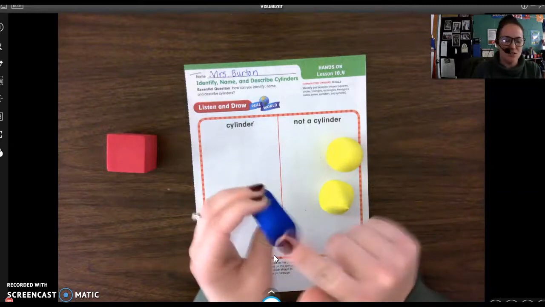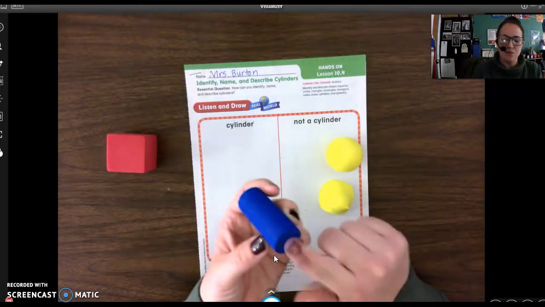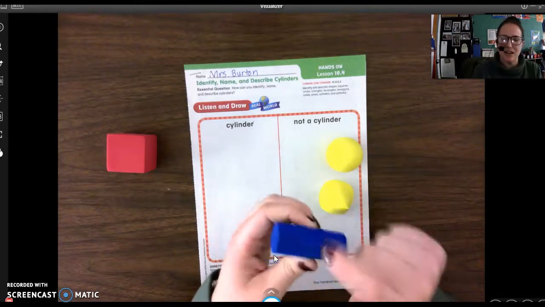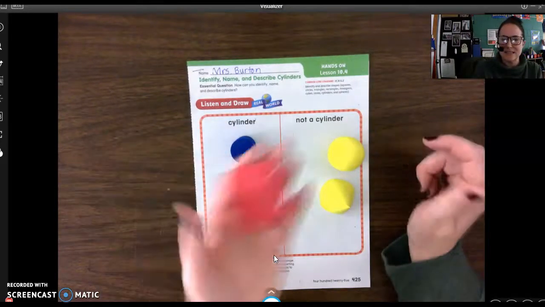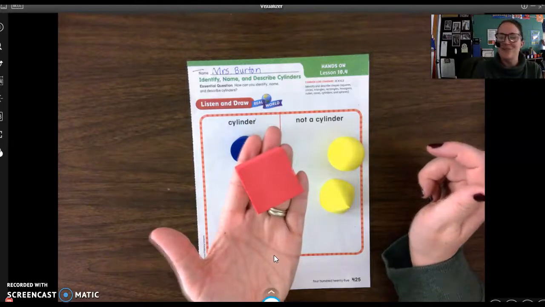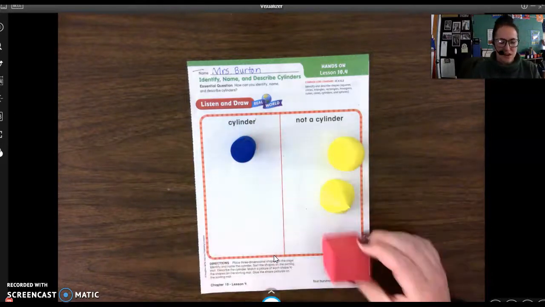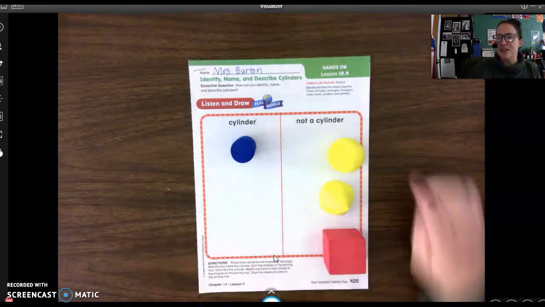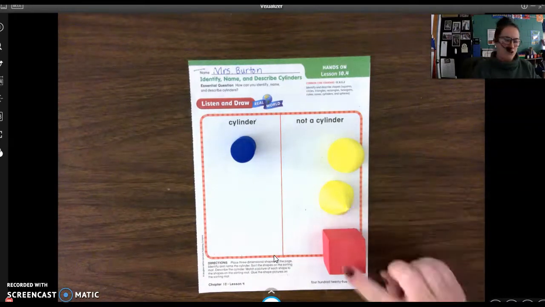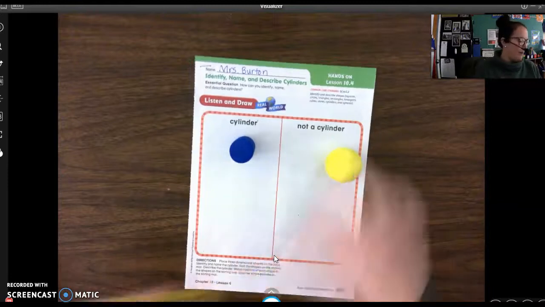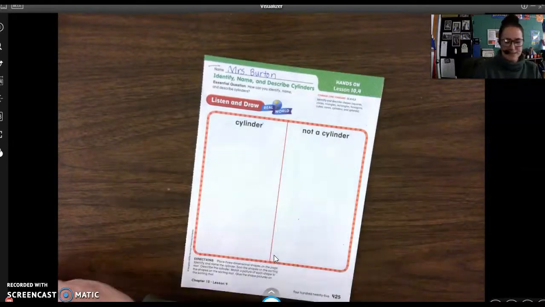It has those 2 flat surfaces or faces. It also has a curved line. It's a shape that has a little bit of everything. And is this a cylinder? No, this is a cube. So we have our cylinder on one side and our shapes that are not a cylinder on the other: sphere, cone, and cube. We're going to open up and talk through some more about a cylinder.